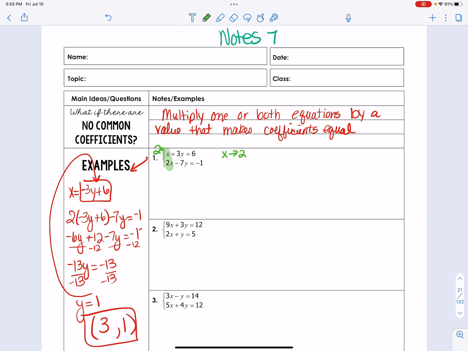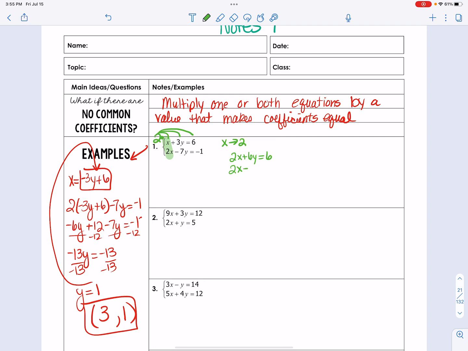Okay, and so if I times by 2, I have to times everything in that equation by 2. So that's 2x plus 6y equals 6. And then I'm going to leave the other equation the same. Okay. Now, because they don't eliminate, because they're both positive, I probably could have timesed by a negative 2, because then that would have made my signs different. Now these eliminate. So I end up with a negative 13y.